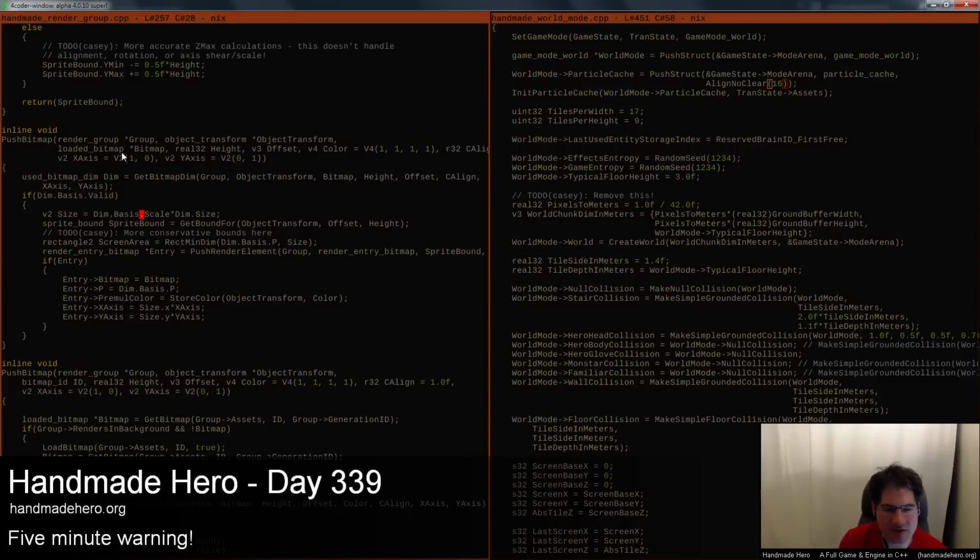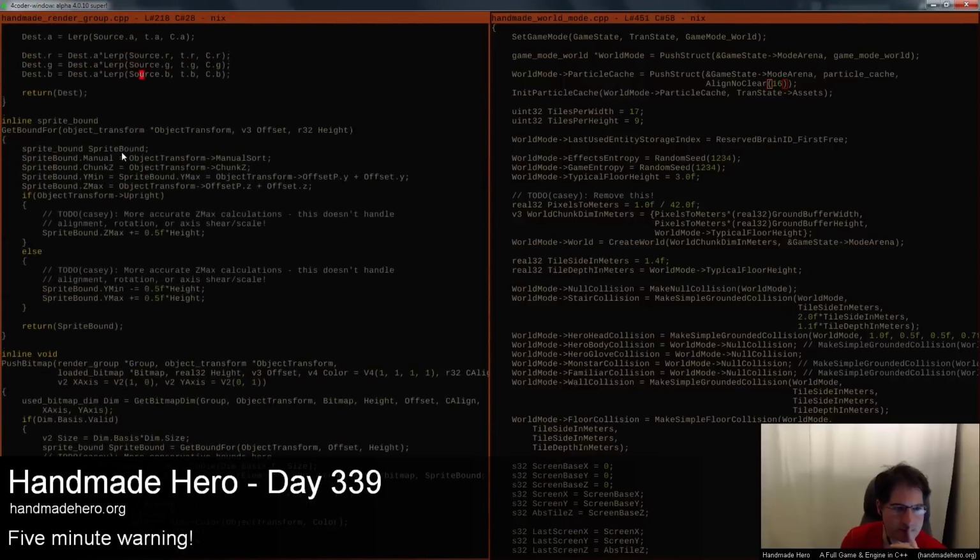Since we don't see the bitmap rotating at all, I figure that can't really be part of it. I mean, if the x and y axes were moving at all there, we would see that. And I can't really see, when we are passing, I guess let's see what getBitmapDim does.